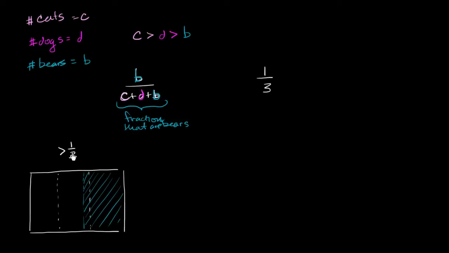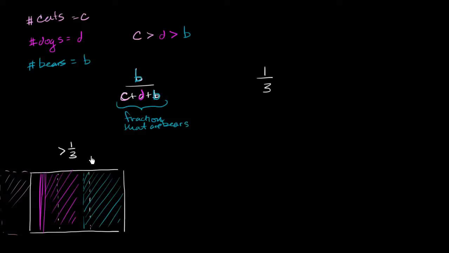But if the fraction of bears is greater than 1/3, well, the fraction of dogs has to be even greater than that. So it has to be at least as much as this blue area, so it's going to be even greater than that. And the fraction that are cats has to be even greater than that. And you see, you can't have 3 things that are all greater than 1/3 adding up to a whole. You can't have all 3 parts of it being greater than 1/3. So this scenario breaks down.